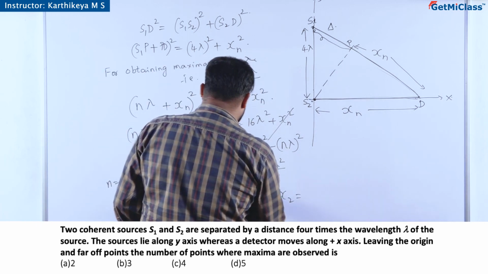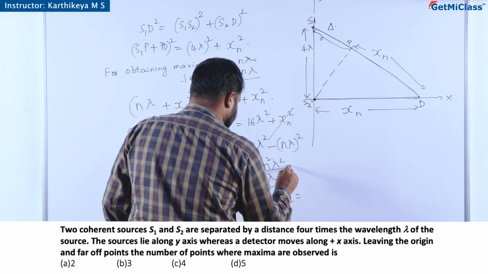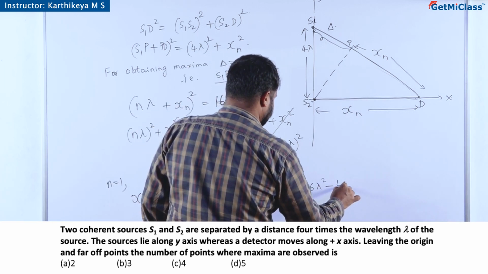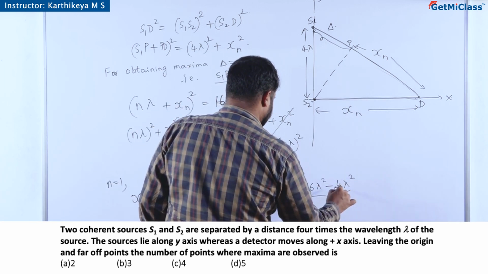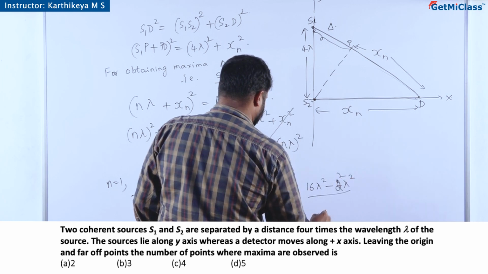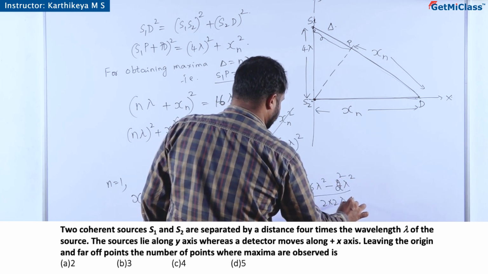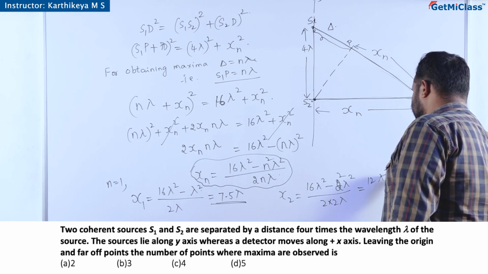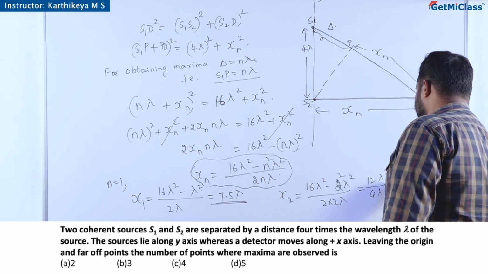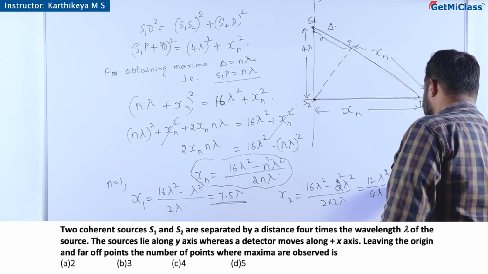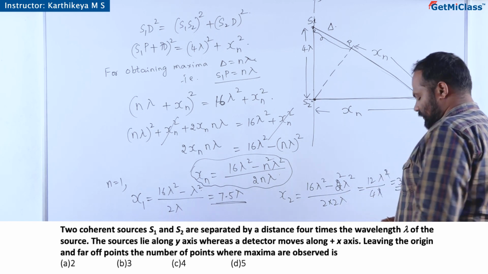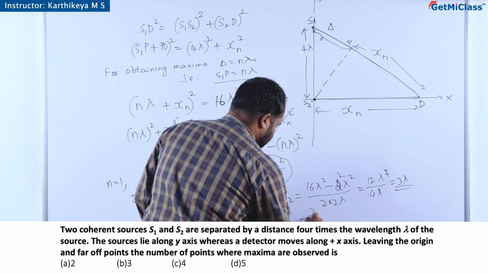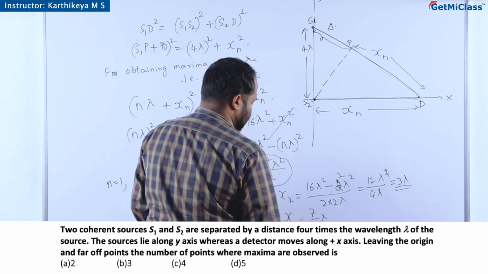x2 similarly, this is a basic equation. x2 is (16 lambda square minus 4 lambda square) by 2 into 2 lambda. So that is 12 lambda square by 4 lambda. Lambda cancels, 3 lambda you are going to get. Similarly, if you calculate x3, you are going to get 7 by 6 lambda.